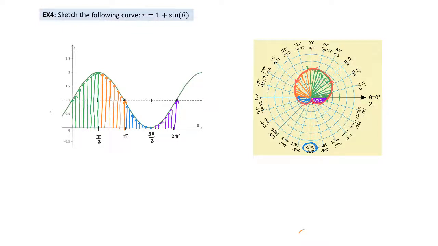So this is the shape over here, that shape. Okay, it looks like maybe like a little heart, something like that. This is why this particular shape is called a cardioid when working with polar graphs. So this is the shape of a cardioid because it looks like a heart.